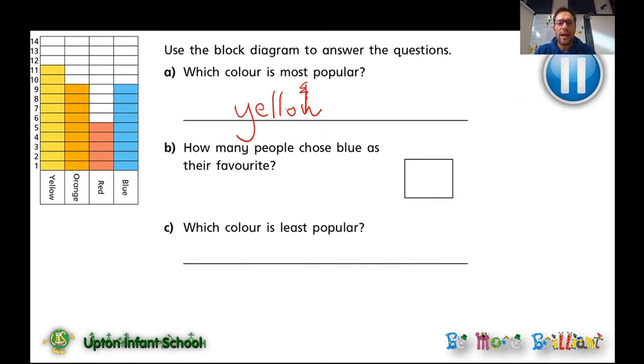The next question, B, how many people chose blue as their favorite? Can you work that one out? So to find that one, here's our blue column, and the blue goes up to here. If I trace that across, well, that shows me that 9 people chose blue as their favorite. And question C, what color is the least popular? That means which color did the fewest people like? So if I look at the block diagram there, well, I can see that red only goes up to 5. So the least popular color is red. Did you get that one?